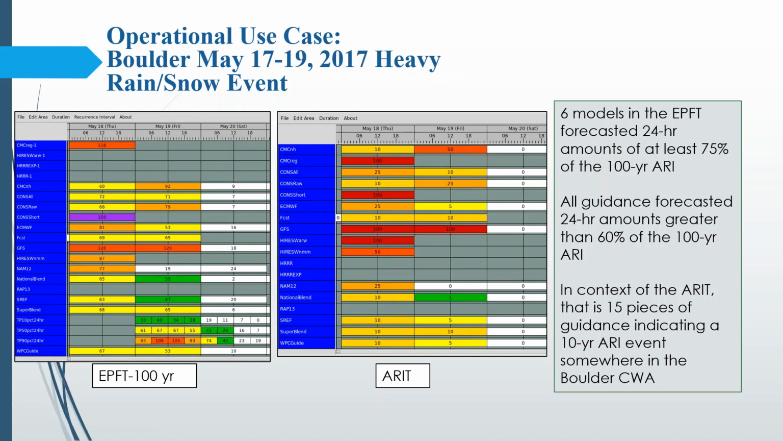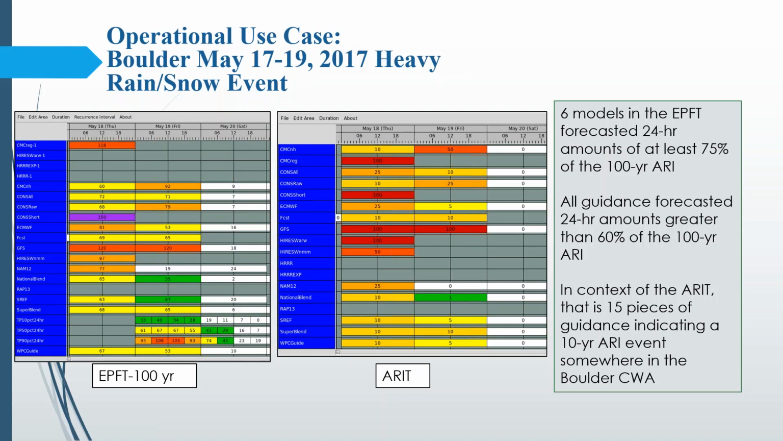And the one thing that we can see right away is that 6 models in the EPFT forecasted 24-hour amounts that were at least 75% of the 100-year ARI. So that already tuned them in to this event being a little bit more climatologically significant than what they might have otherwise expected. All guidance forecasted in this tool is greater than 60% of the 100-year ARI. So that gives them the confidence that with all these models agreeing on the climatological significance of this rainfall, they had a pretty good idea that this was going to be a heavy precip event.